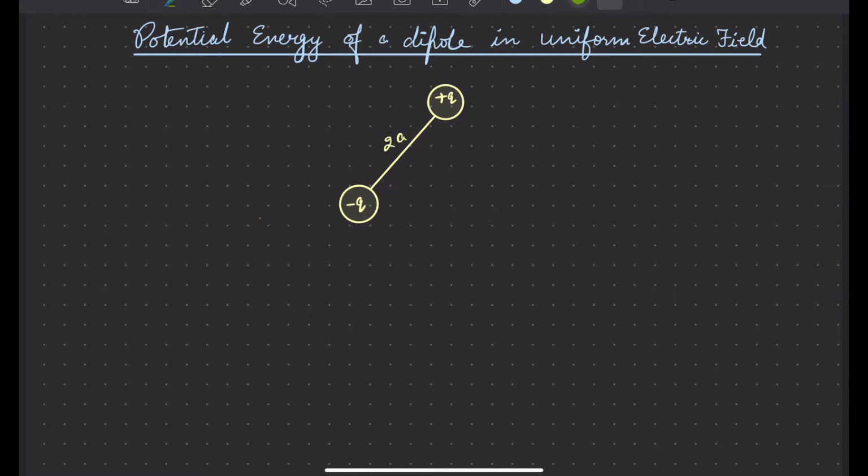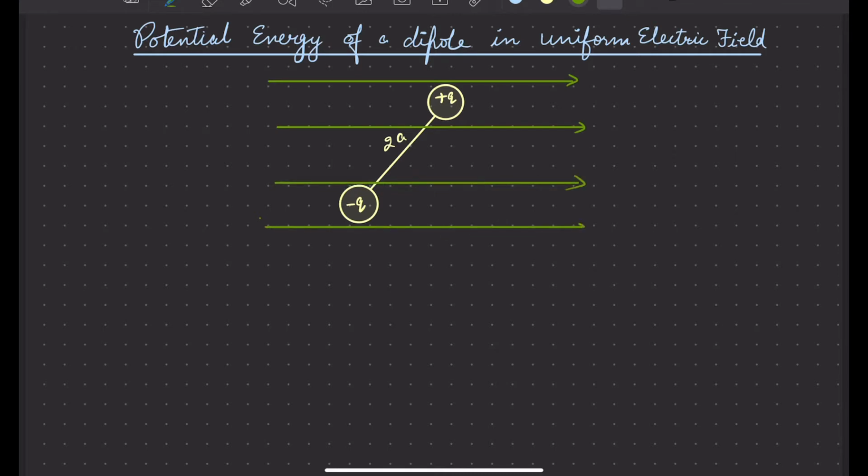Also, we need to consider that this dipole is placed in a uniform electric field, and a uniform electric field could be represented by parallel lines which should be equidistant apart. Hence, we have an electric field E in which our dipole is placed such that this dipole is making an angle theta with the direction of the uniform electric field.